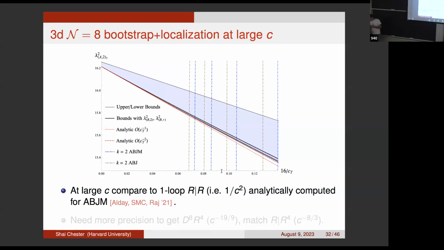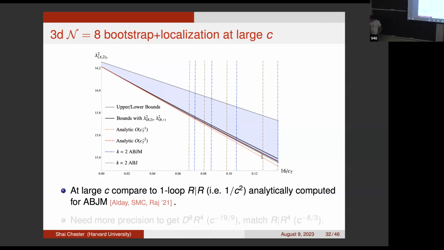Here's a bound where we focus on large n, and it's a little bit hard to read this plot, but I'll try to walk you through it. So the gray lines, upper and lower, are the most general bootstrap bound. And then the black lines, upper and lower, are after we put in localization. So that's after we've specified to a specific theory as given by localization.